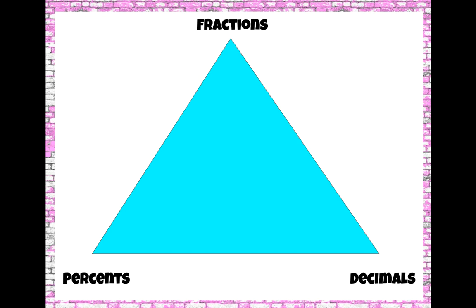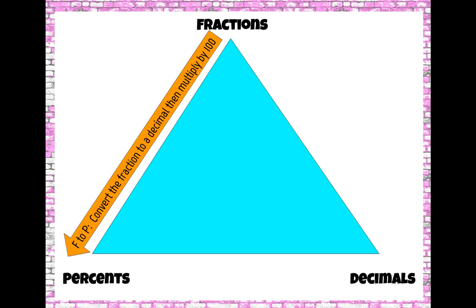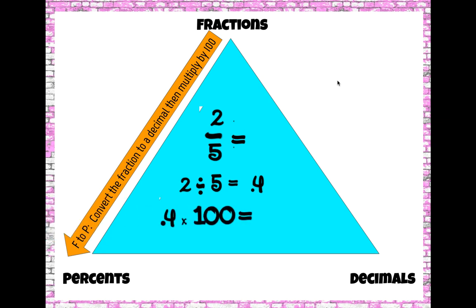So now we're going to go the opposite direction, from fractions to percents. From a fraction to a percent, you need to convert the fraction to a decimal, then multiply by 100. So you would take your fraction and divide it by the denominator. So the numerator divided by the denominator, which gives us 4/10. And then multiply times 100, which gives us 40%.